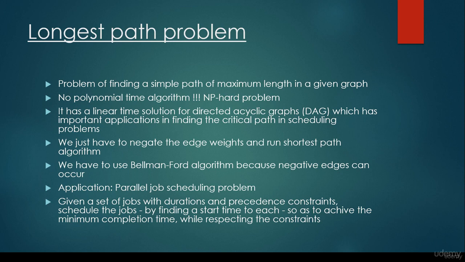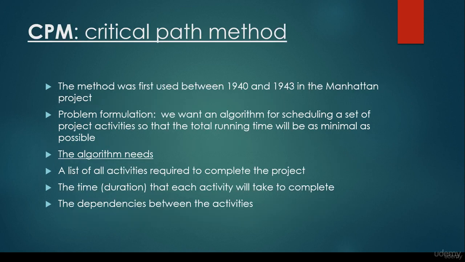For example, given a set of jobs with durations and precedence constraints, schedule the jobs by finding a start time to each so as to achieve the minimum completion time while respecting the constraints. And as you may guess, these kinds of problems are very common in, for example, car manufacturing or, for example, hardware manufacturing. So we have lots of jobs, and of course there are some dependencies. And basically this is the CPM, the critical path method.